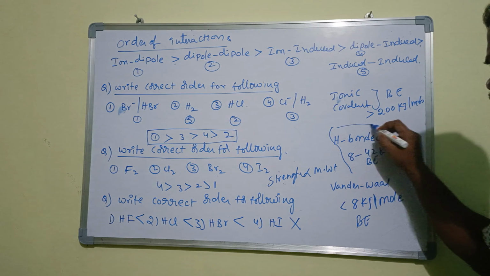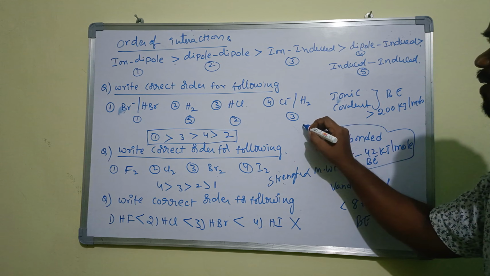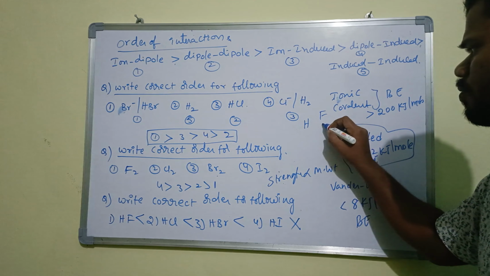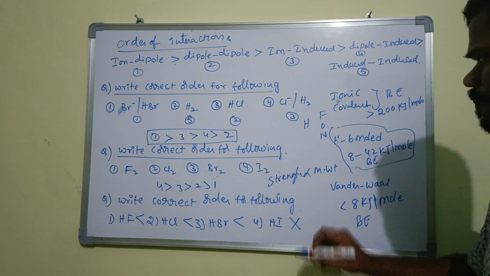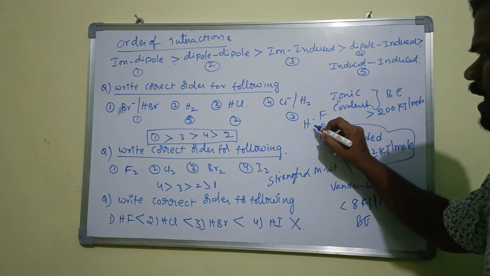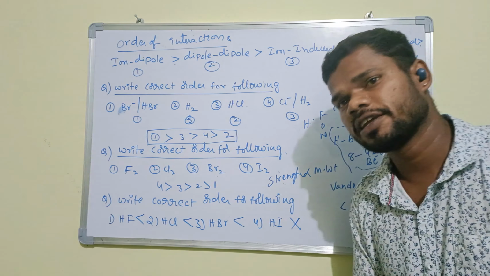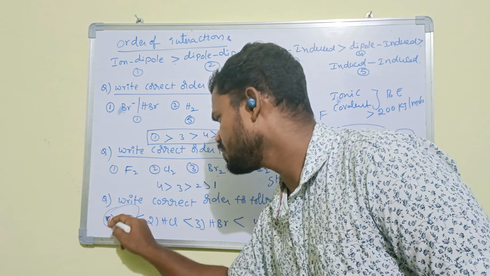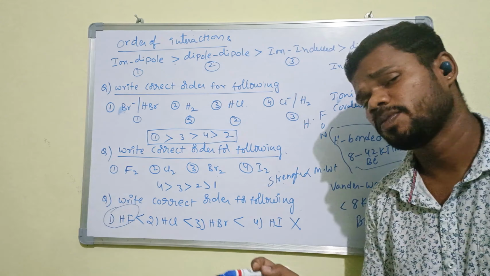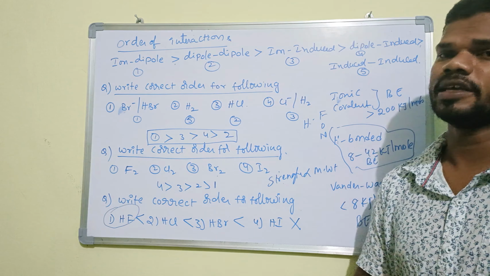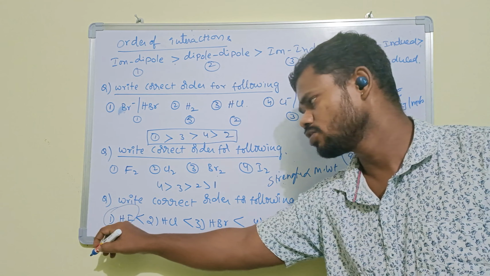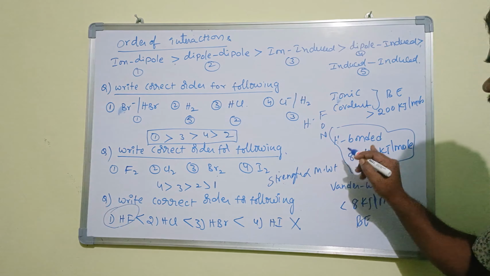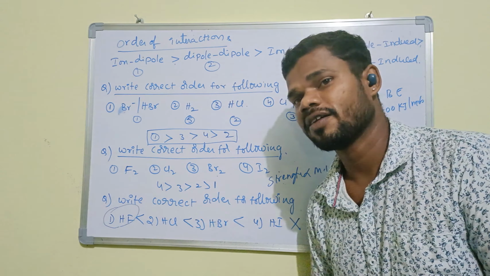So what is a hydrogen bond here? A hydrogen bond can be formed between hydrogen and the most electronegative elements like fluorine, oxygen, and nitrogen. Here the HF molecule is there, and between HF molecules a hydrogen bond can form. That's why between hydrogen fluoride molecules there is a hydrogen bond. It is not a van der Waals interaction.